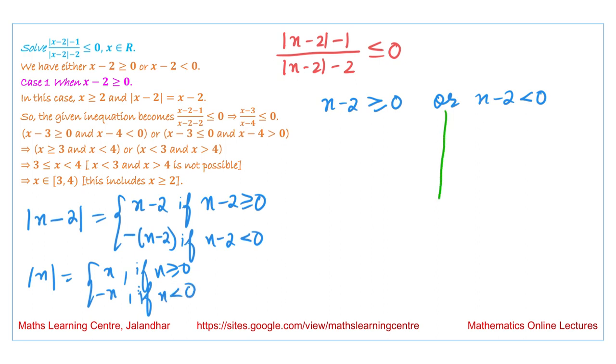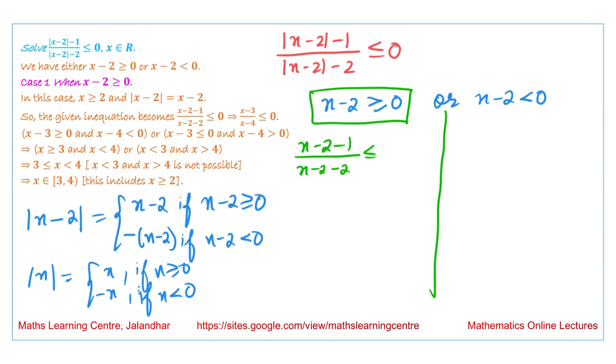So in both these cases, this question will become, in the first case, when x minus 2 is greater than or equal to 0, x minus 2 minus 1 divided by x minus 2 minus 2 is less than or equal to 0. We get x minus 3 over x minus 4 is less than or equal to 0.